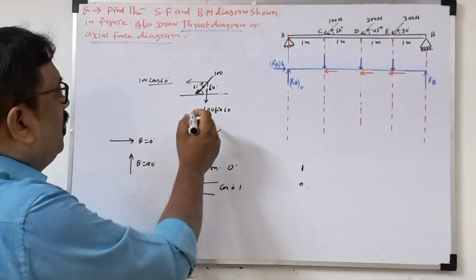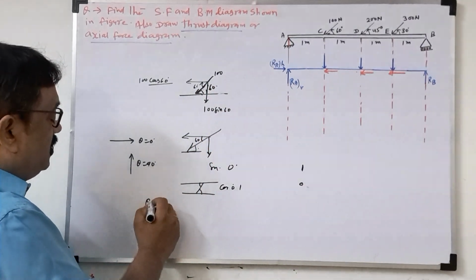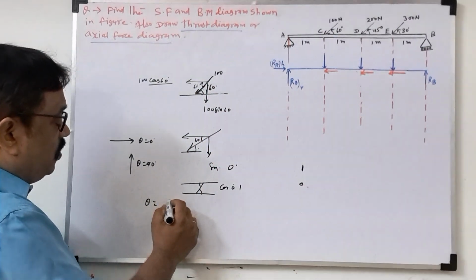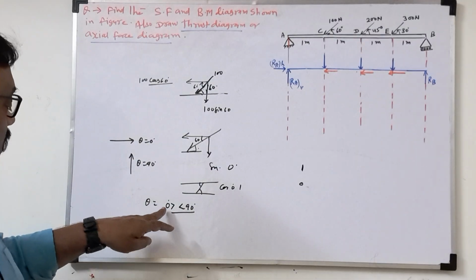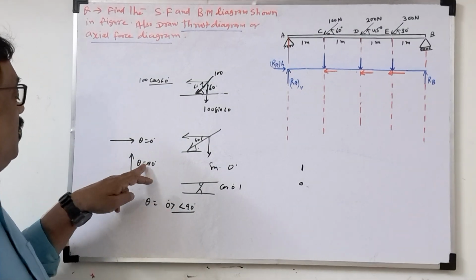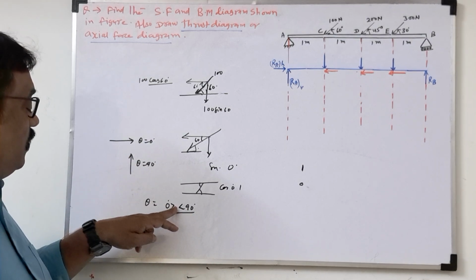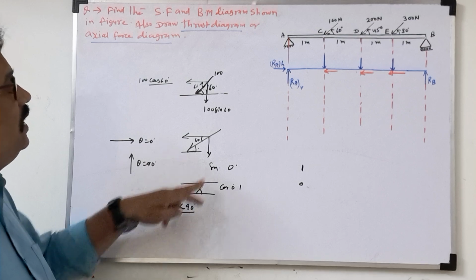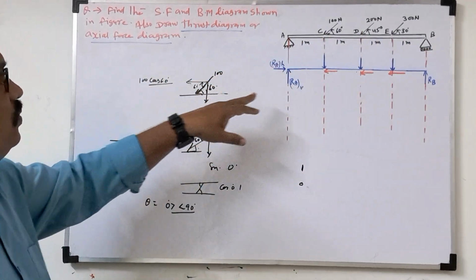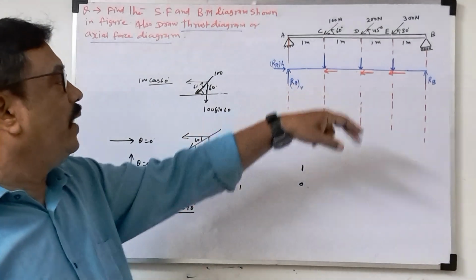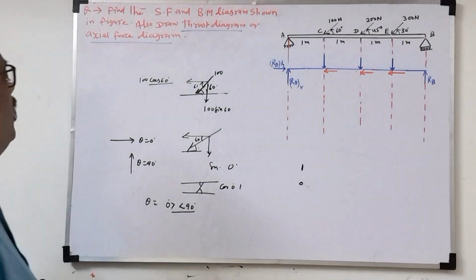That's why an inclined force means theta is greater than 0 and less than 90. Once theta is 0, the force is horizontal, and when theta is 90, it is vertical. If theta is between 0 and 90, all are inclined forces. So an inclined force has two components. This way we can resolve and find the horizontal and vertical forces. So all forces I calculated like this.